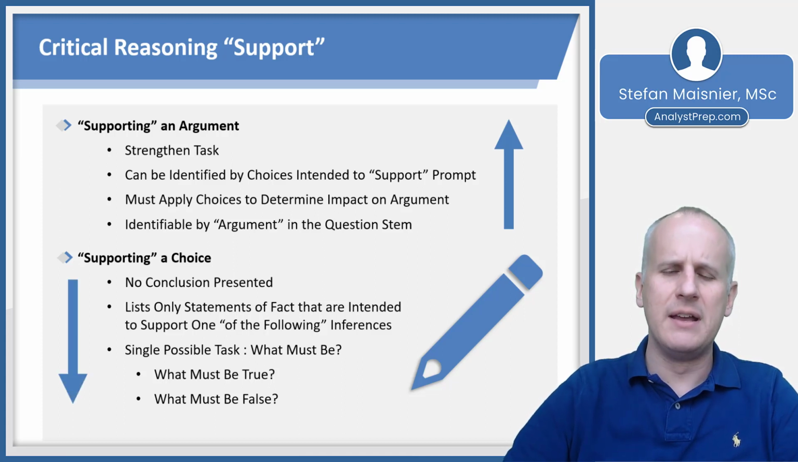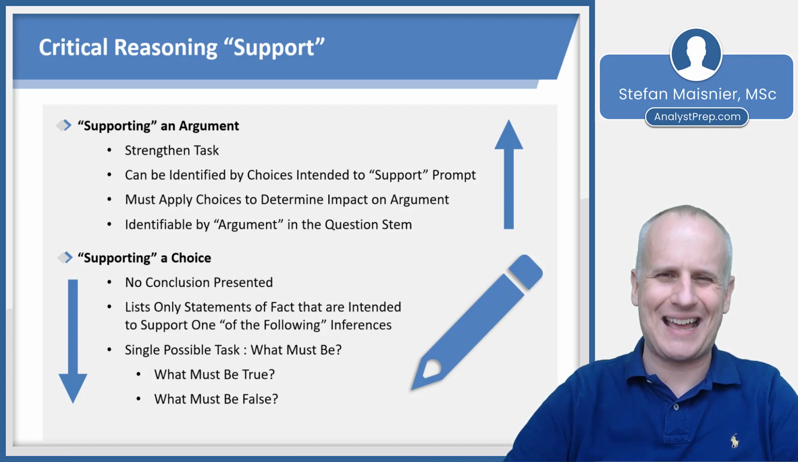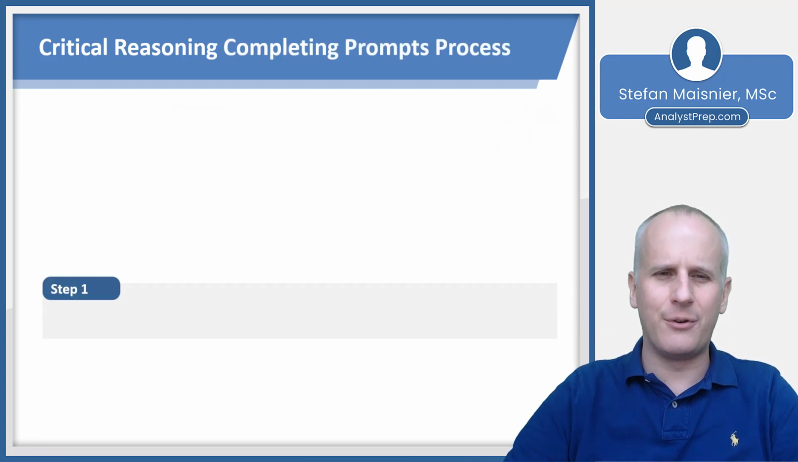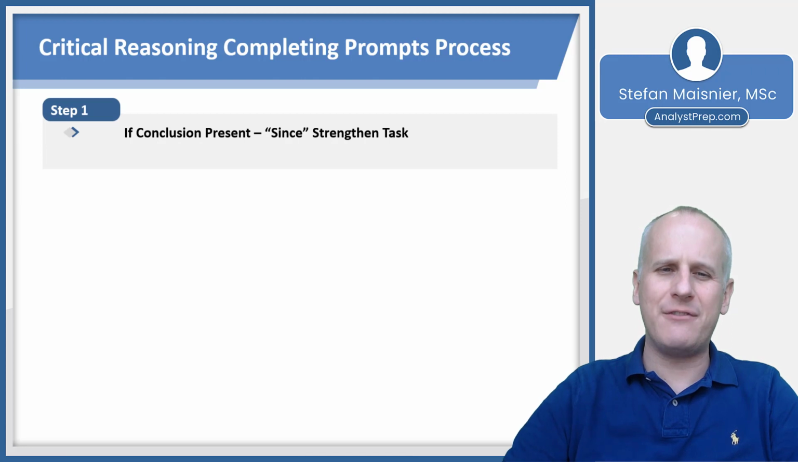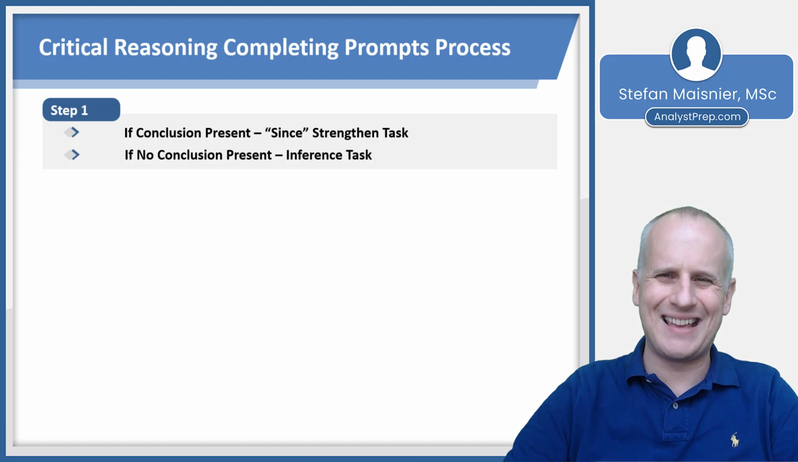And so ultimately, if you have to take the information in the paragraph and move it down to support something in the choices, that's an inference task, not a strengthen task. So beware of the word support and recognize that it could be indicating a strengthen task if we have an argument, if the prompt contains a conclusion, or it could be asking you to support a choice, in which case you're just ultimately looking for an inference that is 100% certain. So, our completing prompts process. First, if a conclusion is present, it's a strengthen task. If there is no conclusion present, then you're looking at an inference task.